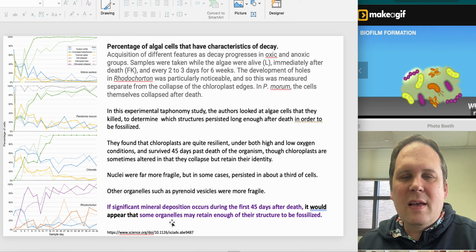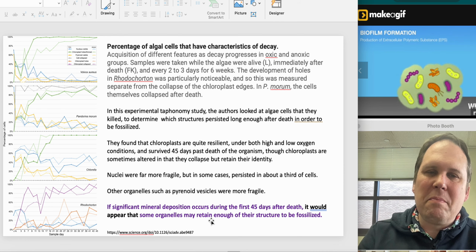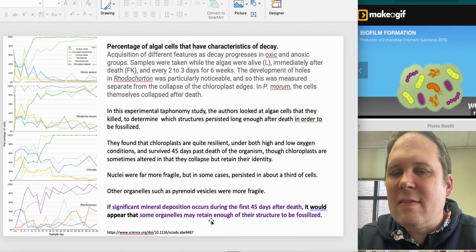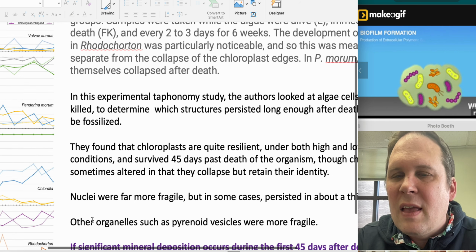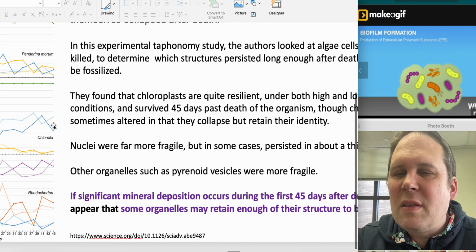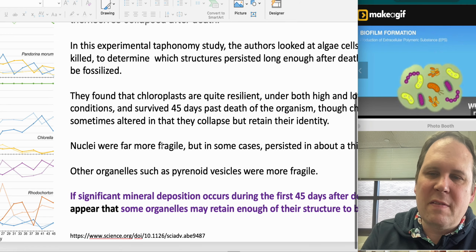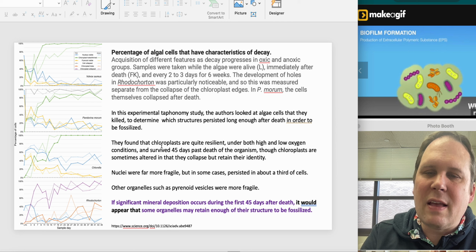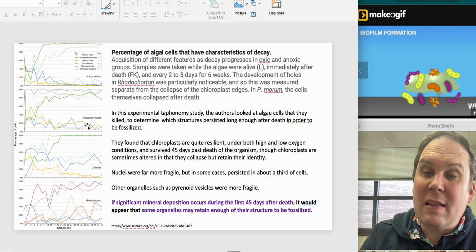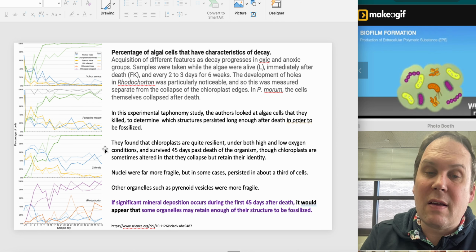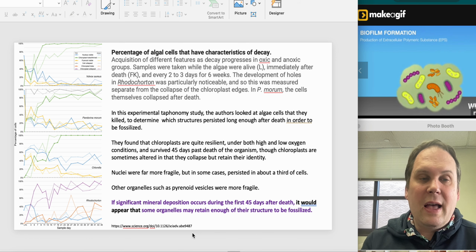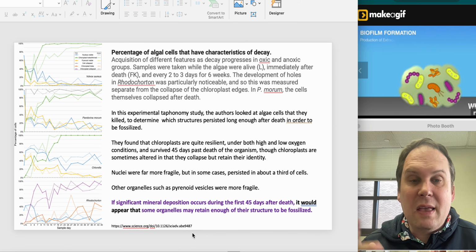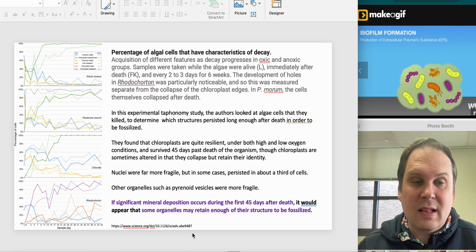And so the idea is that you've got maybe 45 days. So this is how long they went. And in 45 days, there was at least a percentage of all of these organisms that still had nuclei and some organelles visible. In some cases, nearly all the organelles, like chloroplasts. Nuclei are fragile, tend to go away, but some plastids, like chloroplasts, tend to survive.